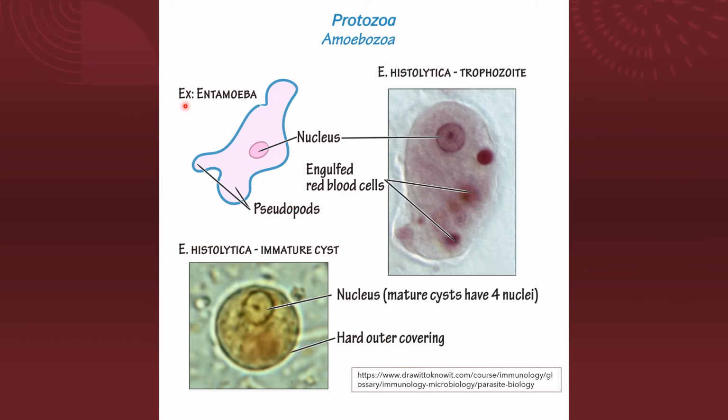This diagram shows the cyst and the trophozoite of the Entamoeba histolytica. So the trophozoite form of the parasite is said to be its active stage, while the cyst is its inactive or dormant stage. The trophozoite in this diagram is characterized by the presence of the nucleus as well as the engulfed red blood cells. The cyst, on the other hand, is characterized by the presence of the hard outer covering as well as a single nucleus. When this is mature, it contains 4 nuclei.